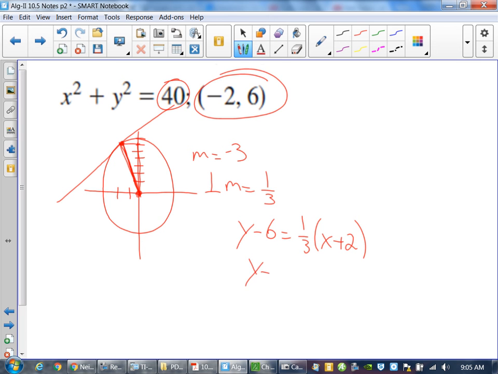So you get y minus 6 is 1/3, x plus 2/3. Add 6 to that, you get 20/3. And that'll be your answer.